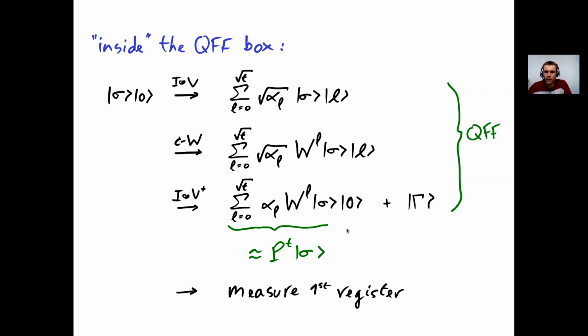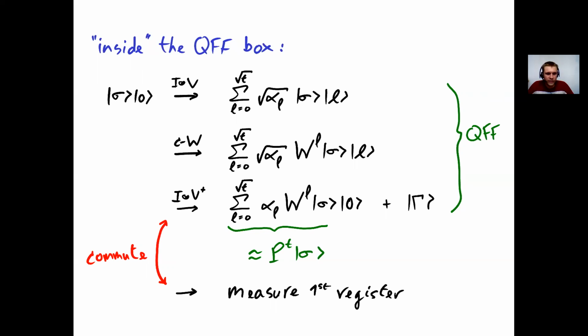So this is all still a bit abstract, but in the end, it's all linear algebra. This is what happens inside QFF. And then we just measure the first register and recall that this returns a marked element with constant probability. Now, however, we can notice that since in the end we only measure the first register, this operation and this operation commute. So what does that mean? It means that we might as well first measure and then apply this operator.